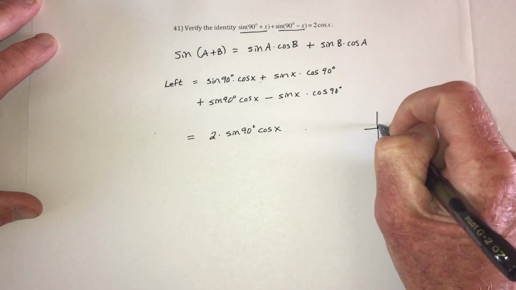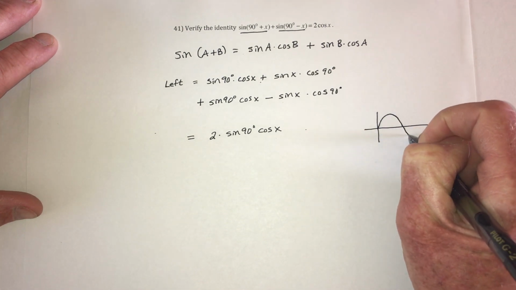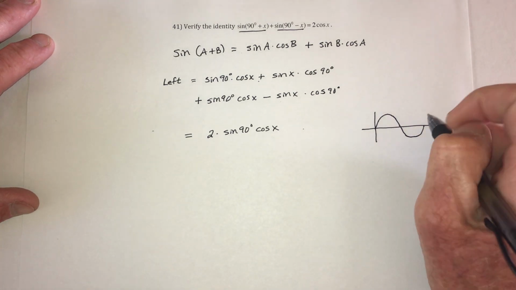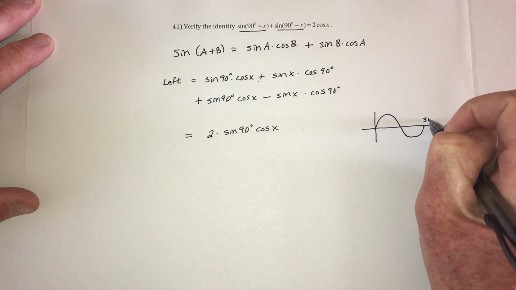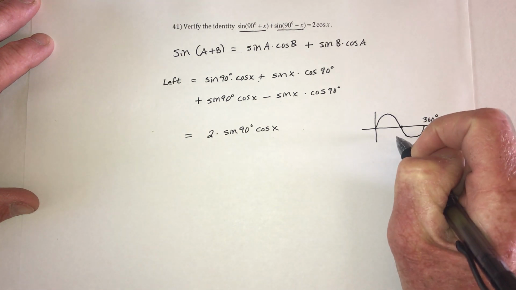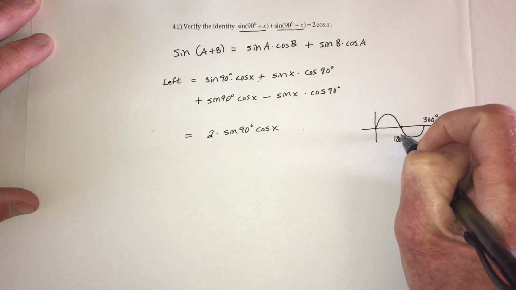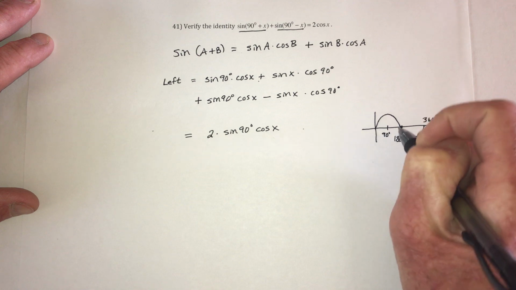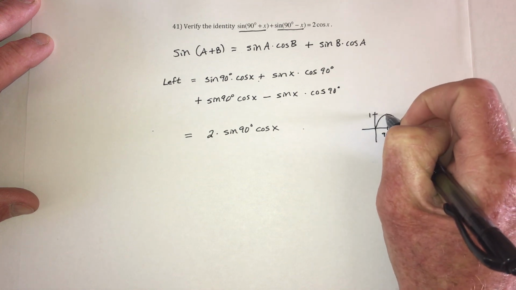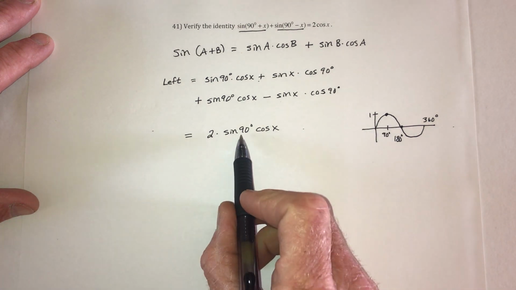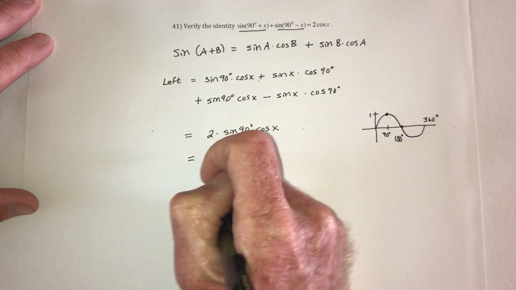Another way I could have done that is, if you look at the sine graph, it goes like this. And usually I use radians, but if I were to use degrees, this would be 360 degrees. In the middle would be half of that, which is 180 degrees. In the middle would be half of that, which would be 90 degrees. So sine of 90 degrees is equal to 1. So this is going to be a 2 times 1.